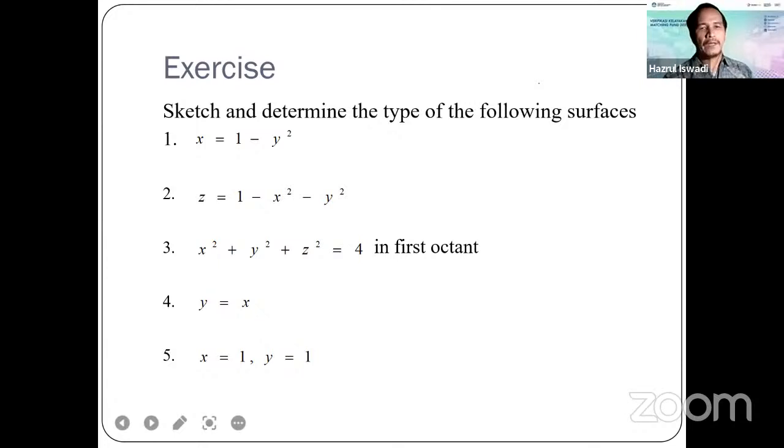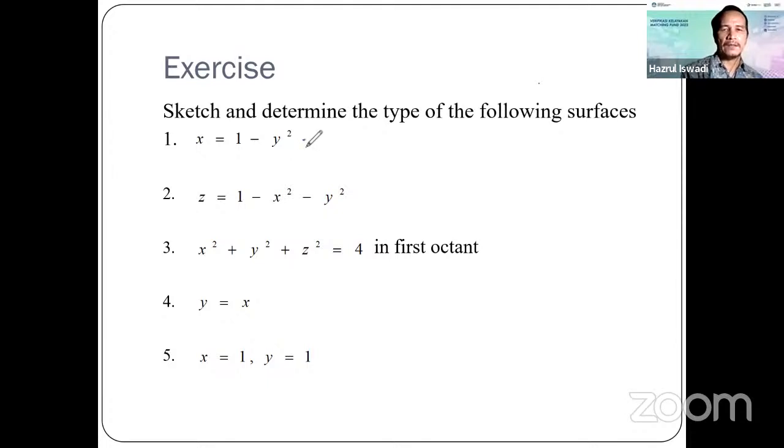No, we will look at this exercise. There are 5 exercises, 1, 2, 3, 4, 5, and the exercise asks us to sketch and determine the type of the following surfaces. We must recognize, or we must know, the name of the surfaces given in this exercise.